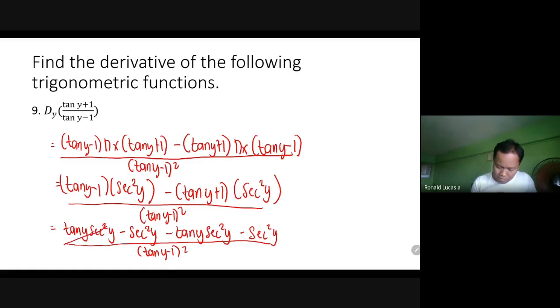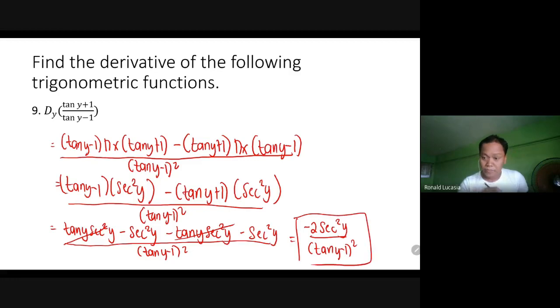Tapos ito ay masisiro mo. Negative secant squared y minus secant squared y, that's negative 2 secant squared y over tangent y minus 1 quantity squared. Kami nakakuha ng tamang sagot: Ariel, Carl Peter, Mark Luis. We also have Miko Esguerra, Bon Luis, and Bon Josh.